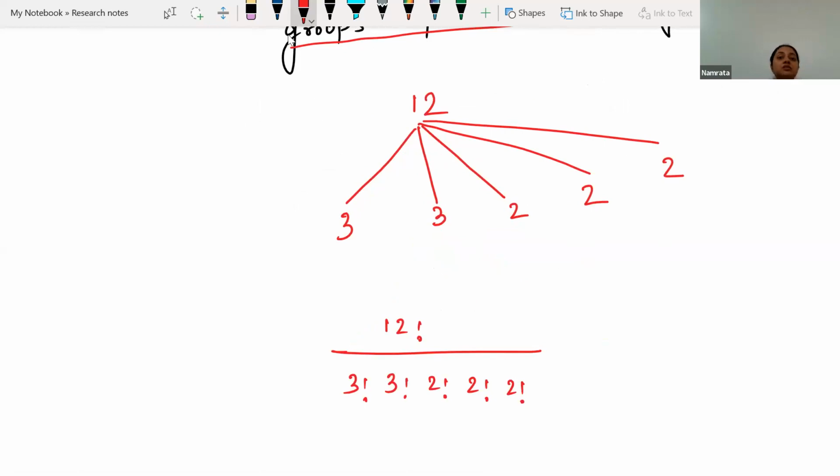But how many groups are there which are having the same size? So two groups are there which are having the same size, so 2 factorial. Now again, how many other groups are there which are of the same size? So here three groups are there which are of the same size, so 3 factorial.